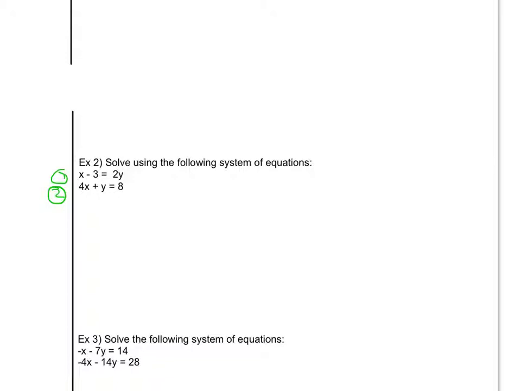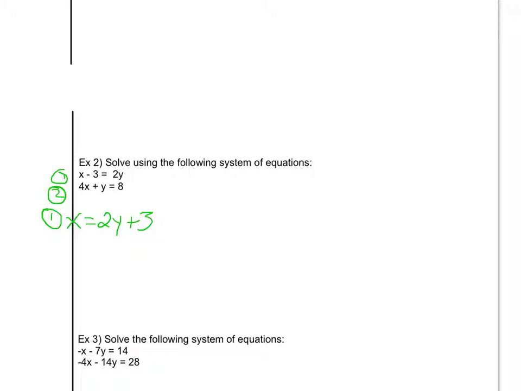I'm going to go ahead and choose equation 1 and get that x by itself. I know that in order to get this x by itself, I would add 3 to both sides, giving me x equals 2y plus 3. Of course, I have to keep the 2y and the 3 separate since they're not like terms.